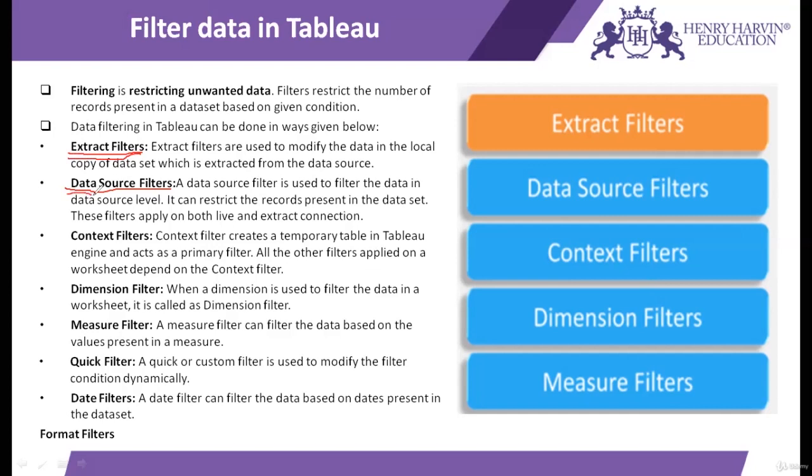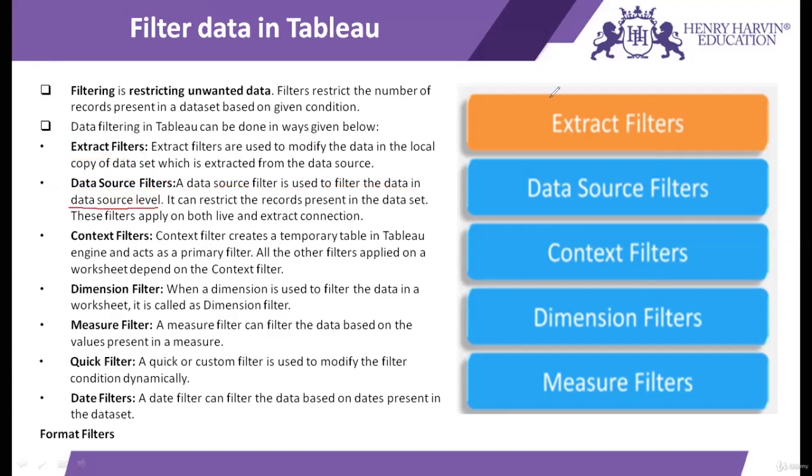data source filters. The difference is, for applying an extract filter, your data connection should be of extract type, but if it is not of extract type, if it is of live type, then you can use data source filters. However, data source filters can be applied on both extract or live connection, it doesn't matter. So in case of extract filters, you must have an extract connection, but in case of data source filter, you can have an extract or a live connection. We'll see that whenever we apply an extract or data source filter, its effect is visible in our Tableau workbook then and there only.